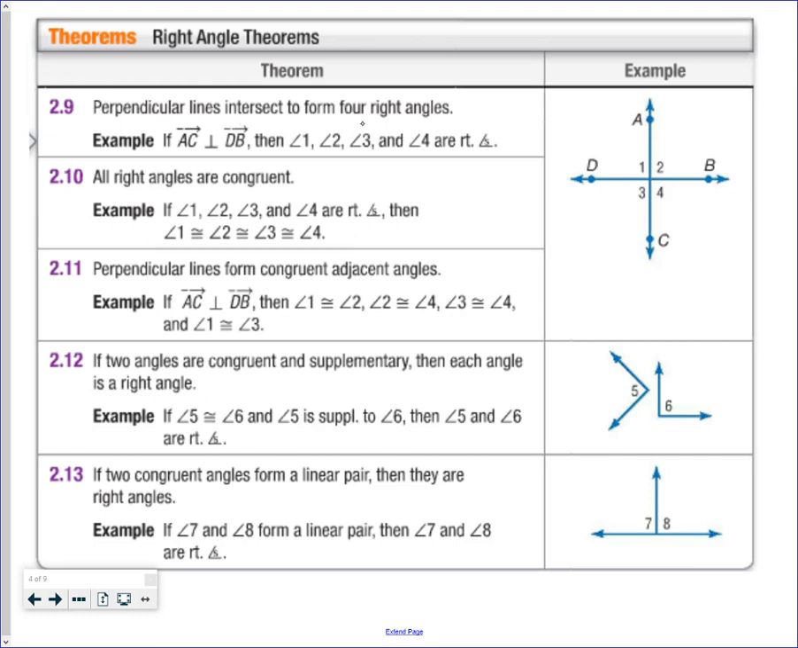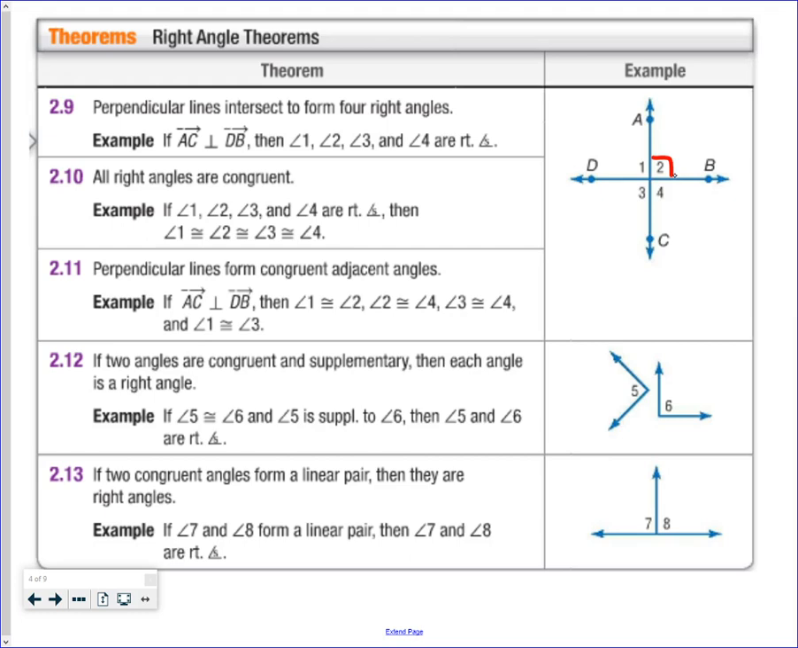Perpendicular lines intersect to form 4 right angles. We've already kind of talked about that, right? Remember, this means perpendicular. Okay, so in our picture, if AC is perpendicular to BD, then that means angle 2 is a right angle for sure, right? That's what I usually draw if they tell me 2 lines are perpendicular.